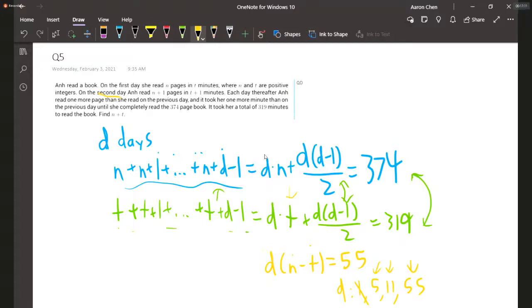But now we know that d is an odd number. And when d is an odd number, d is a factor of d minus 1 times d over 2. And it's because there's no factor of 2 in d, which means that the factor of 2 is in d minus 1 over 2. And so we need that d divides both 374 and 319. And since clearly neither are multiples of 5, that tells us that d is 11.